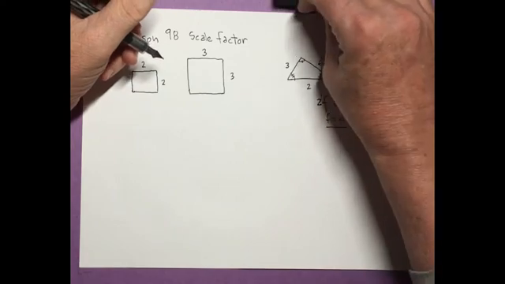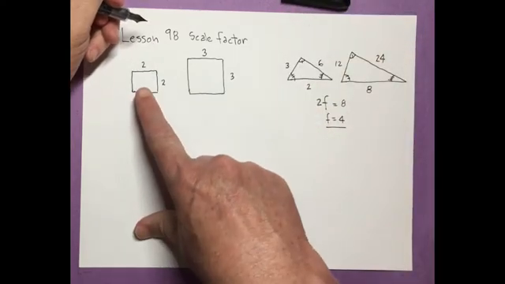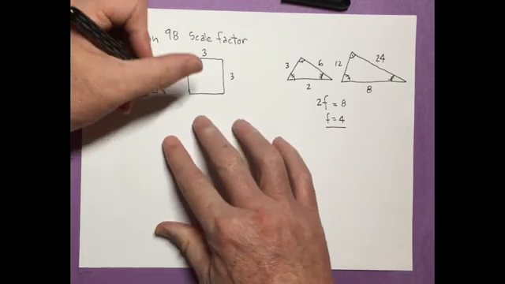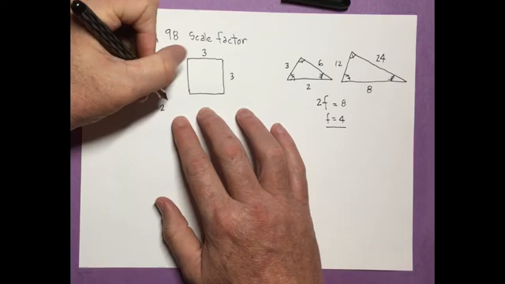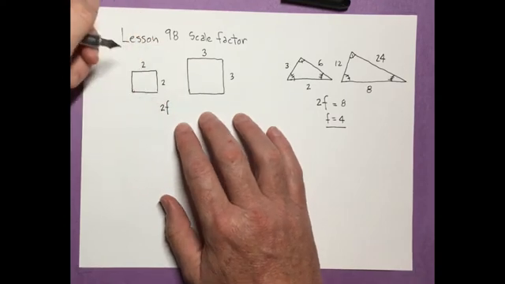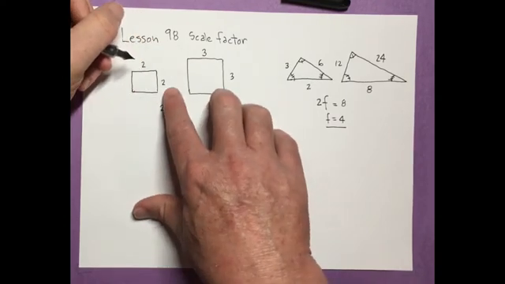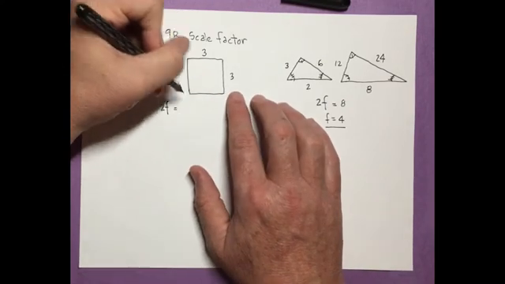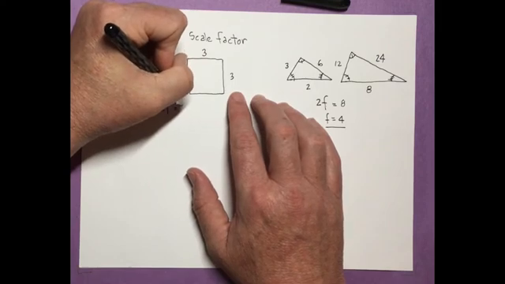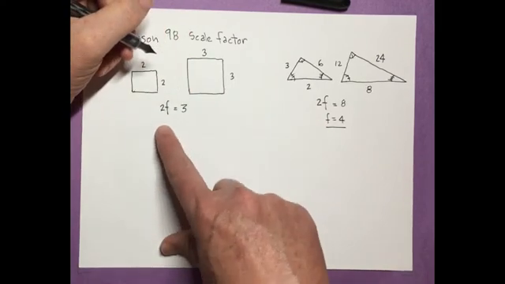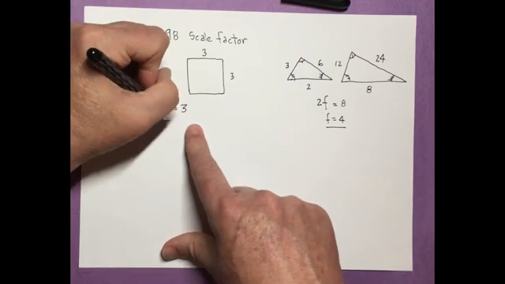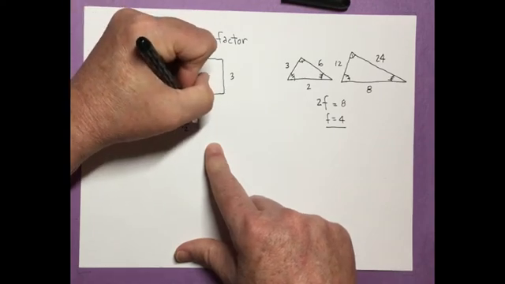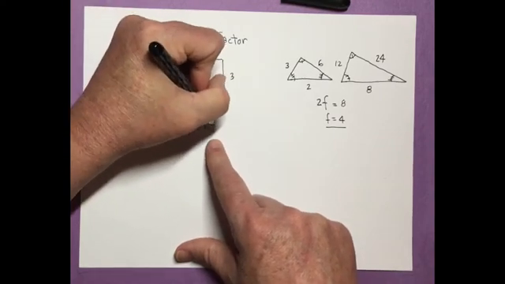Now, number one, what's the scale factor between the smaller square and the larger square? Well, the scale factor will be some value f that if I multiply the length of the smaller side, it will equal its corresponding length on the larger shape. So 2 times the scale factor equals 3. That means our scale factor here is going to be 3/2, or if you like, in decimals, 1.5.